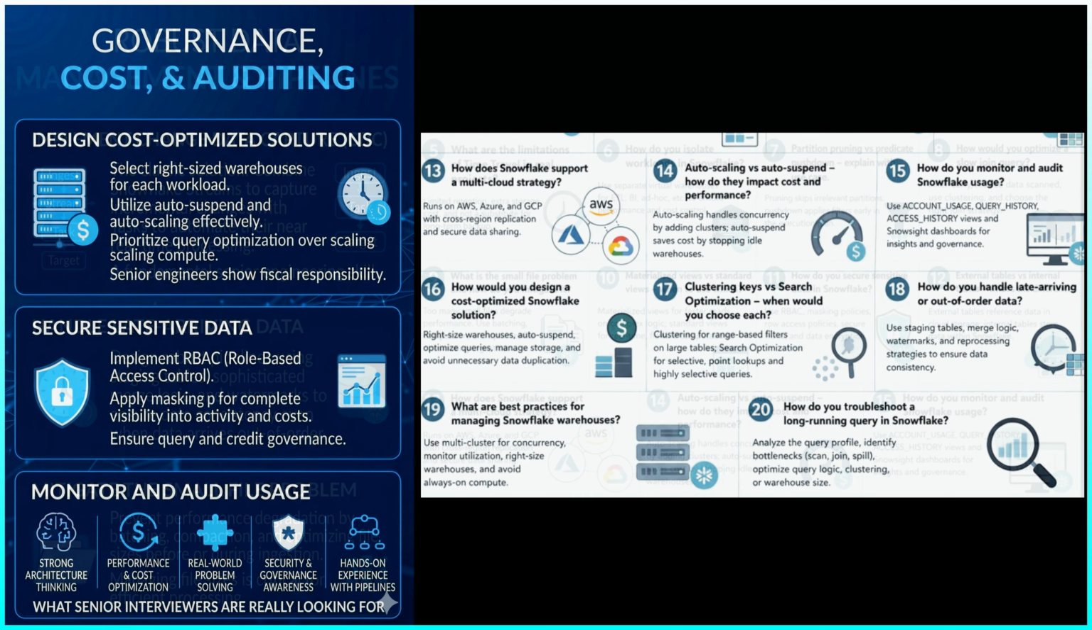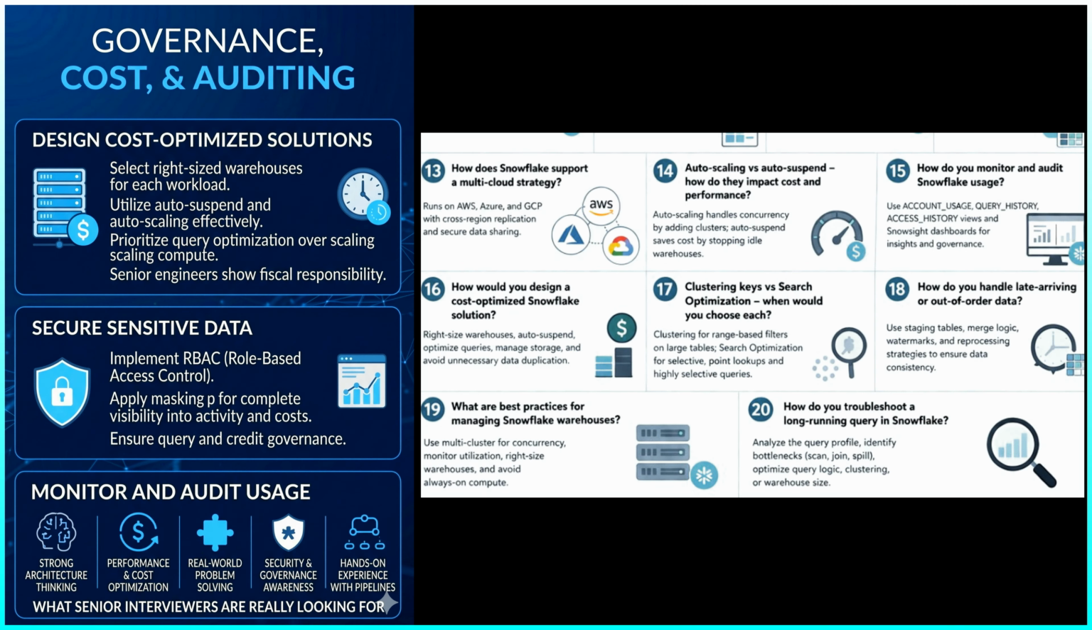Finally, as a senior engineer, you are expected to manage the budget and security. How do you design cost-optimized solutions? The key levers are choosing the right-sized warehouse for each task, aggressively using auto-suspend, and reducing data duplication. Senior engineers show they are fiscally responsible. Interviewers also test your operational visibility with, how do you monitor and audit usage? Show your expertise by referencing system views like account usage and query history for insights into activity and governance.